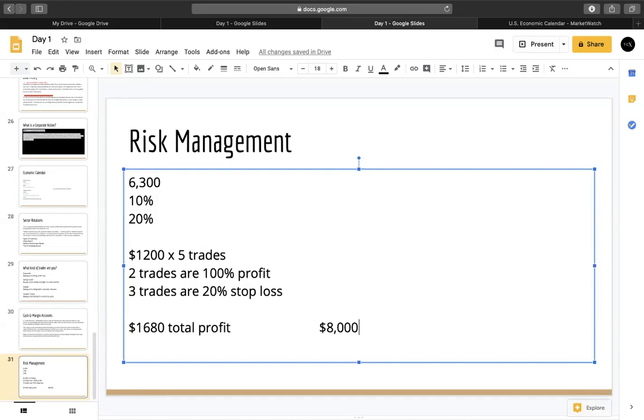Does that make sense? Were there at least 3 opportunities today that you could have traded and made this money? Yep. Was there at least 3 trades yesterday? Yep. Were there at least 3 trades on Friday? Yeah. Right? It's all in your head.